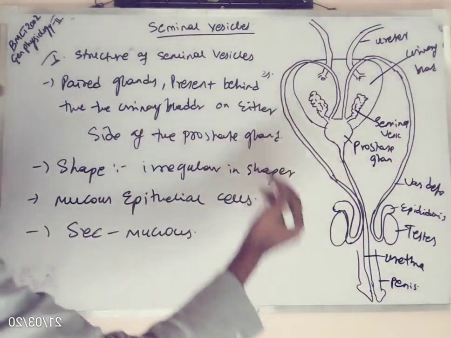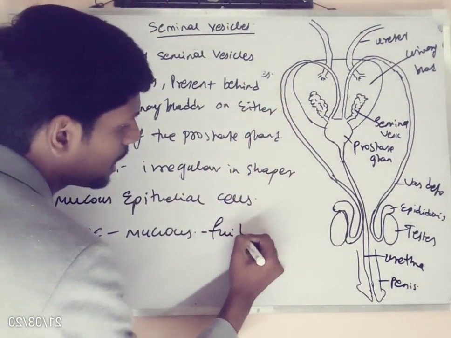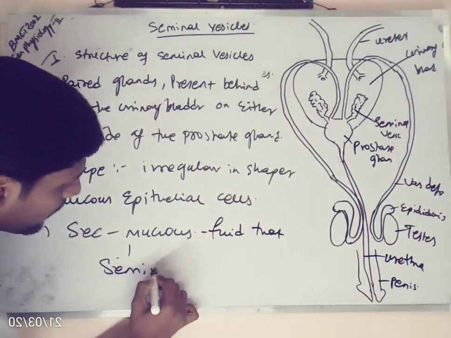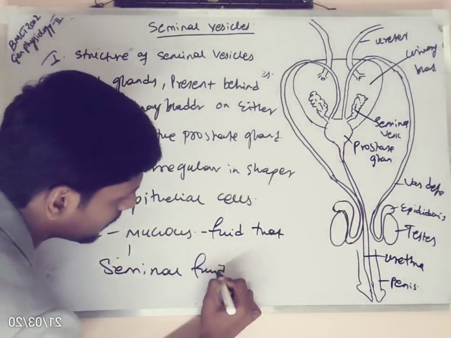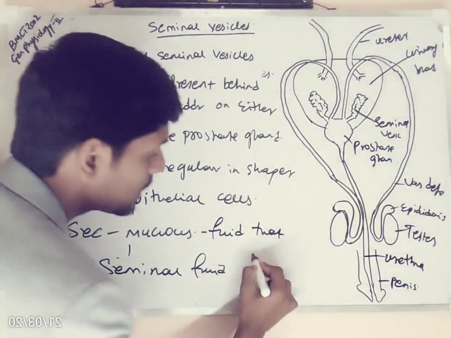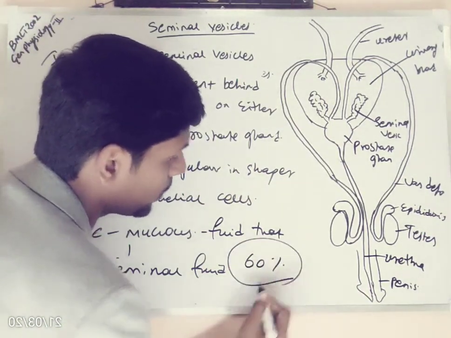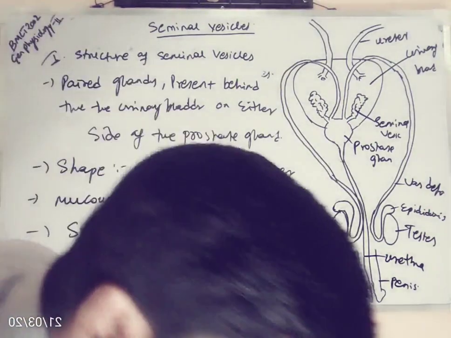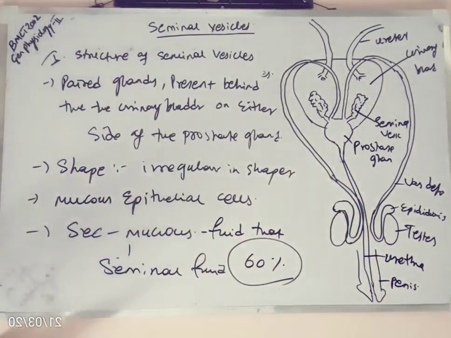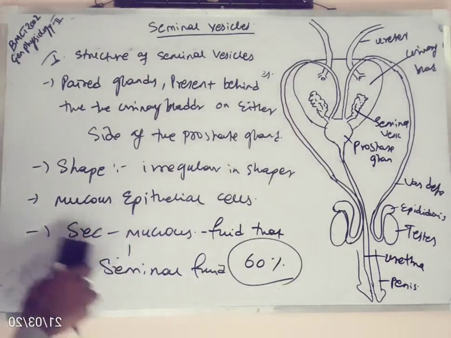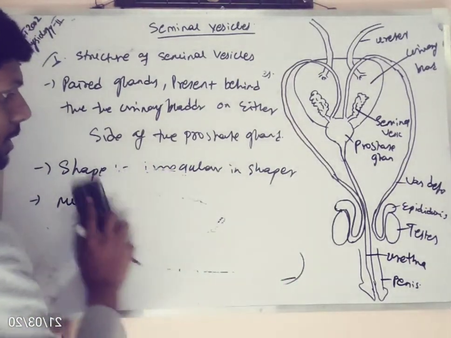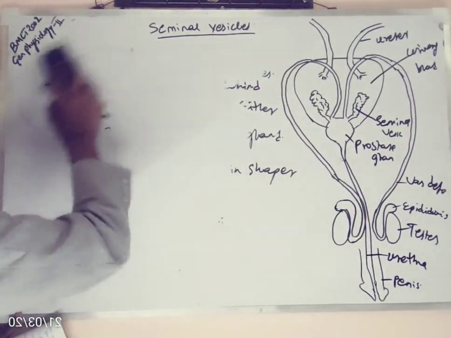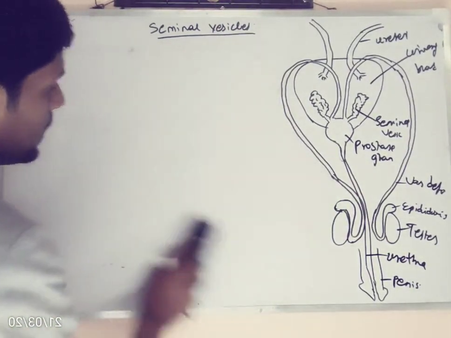They will secrete a fluid, and that fluid is called seminal fluid. 60% of seminal fluid is secreted by the seminal vesicles. Let us see the properties and composition of seminal fluid. So the second one is properties and composition of seminal fluid.